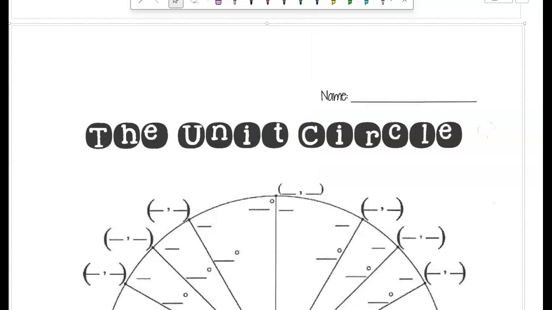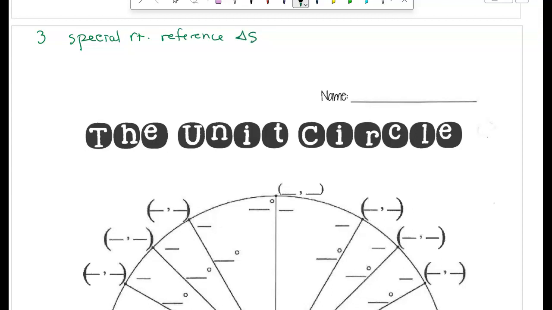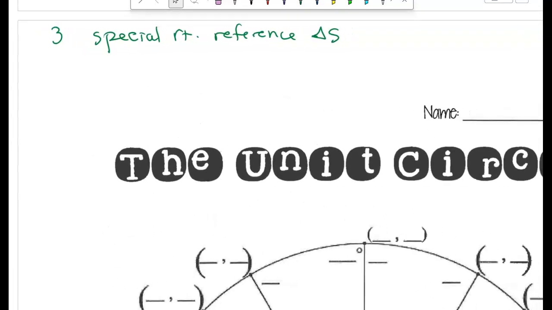So here are the 3 special right reference triangles. I'm going to see if I can enlarge this so we have them on here. Okay, first one. Did we have a 45, 45, 90 triangle? Yes. So when we have an isosceles right triangle, what is always going to be the measure of those angles? 45. AKA, here's my reference angle. Are you guys with me on that?